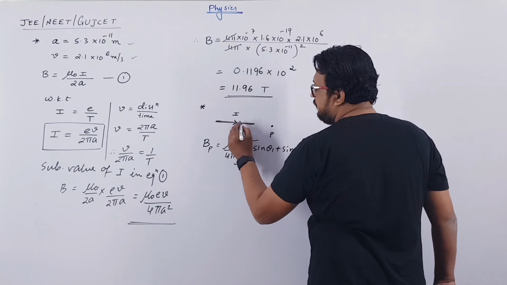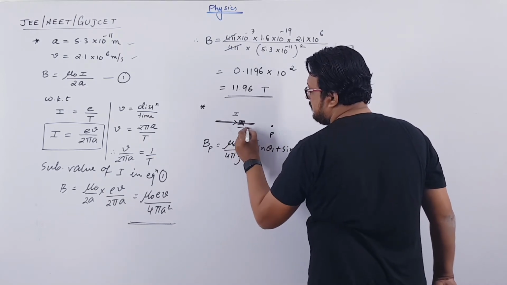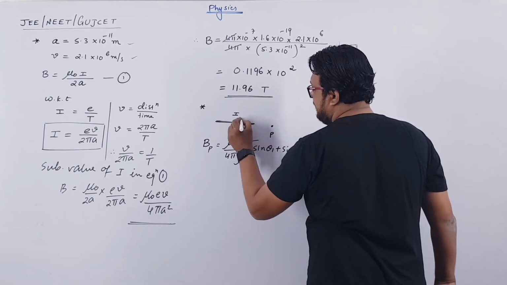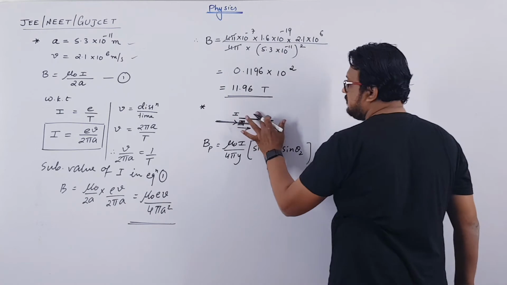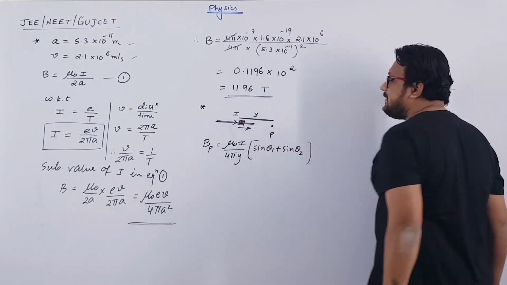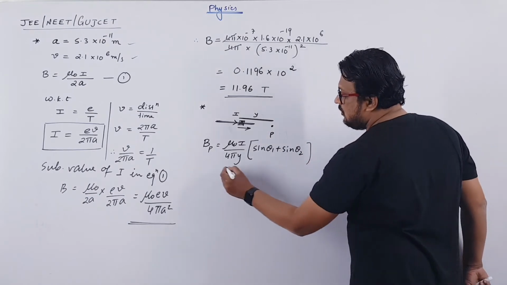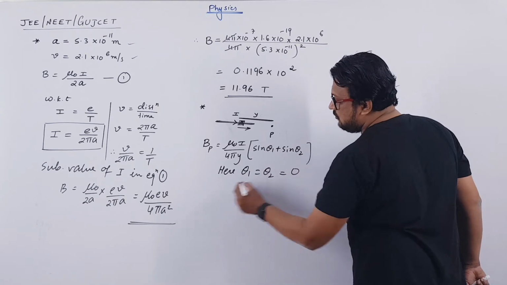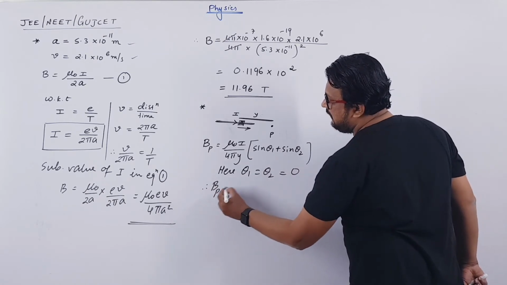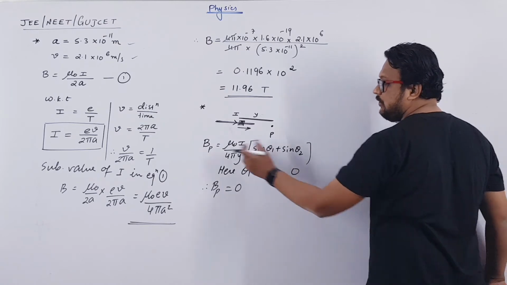So obviously if you select this as a current element, then the direction of current element is this, and this is R, or you can write Y because I have written Y. So clearly you can see that both are in the same direction, right? So theta 1 and theta 2 will be 0. So here theta 1 is equal to theta 2, that is 0. So therefore magnetic field at point P will be 0. Sine 0 plus sine 0, that is 0 only. 0 into something will be 0.